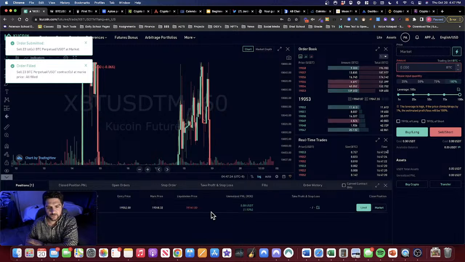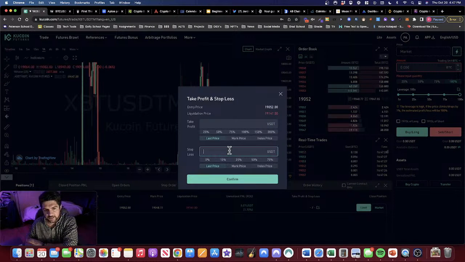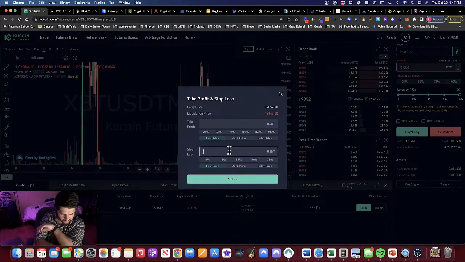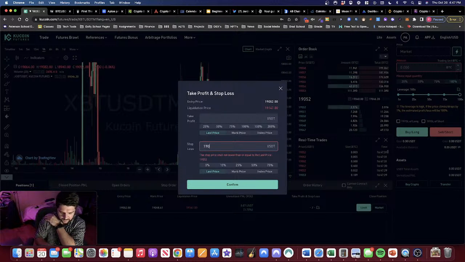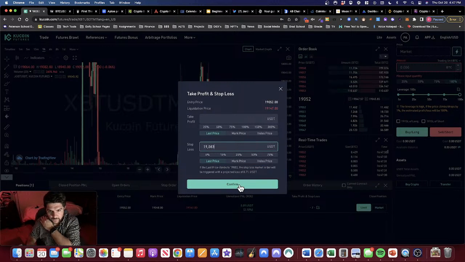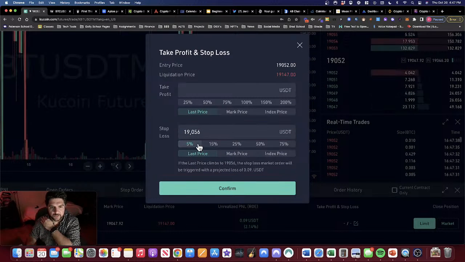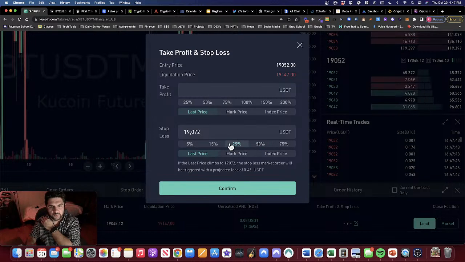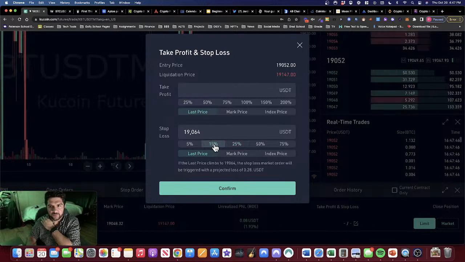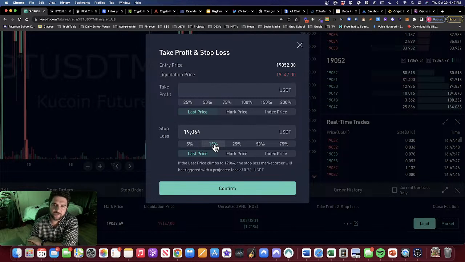Short. Stop loss is going to be at 1973, 1980. All right, 71 cents. What would 5% be? 15%, 25%. Oof, it's tough. So plebby. I feel like a pleb.